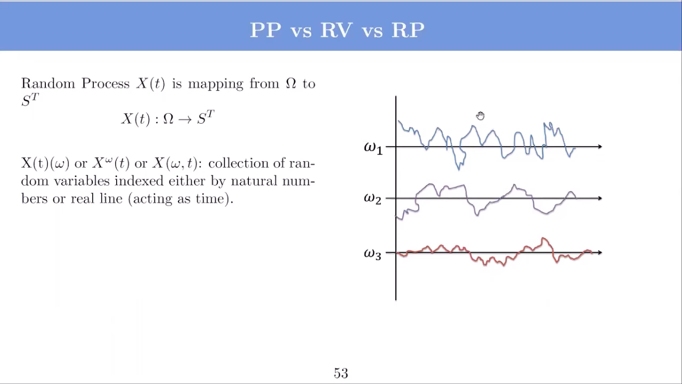So instead of X(omega), I call it X(omega, t), because this is a function of both omega and t.